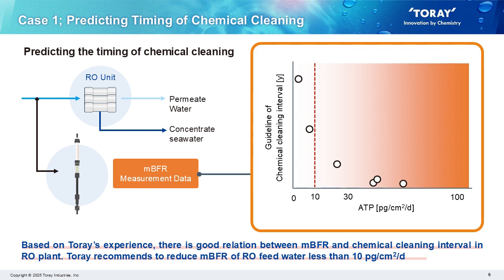Based on Toray's experience, it is recommended to maintain mBFR below 10, ideally below 5, to minimize chemical cleaning frequency and prolong the lifespan of RO elements. Utilizing mBFR, plant operation can be proactively managed and optimized.